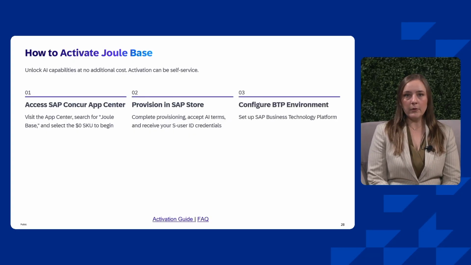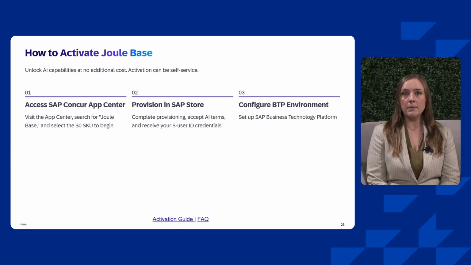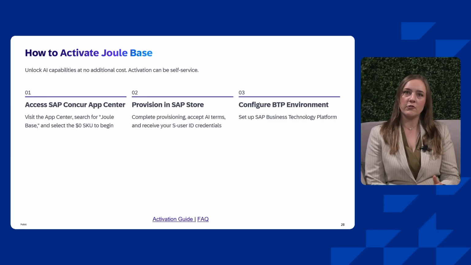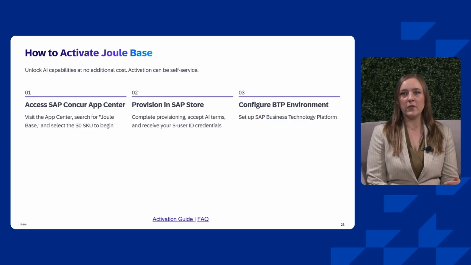Then step number 3 is to configure the BTP environment. BTP is Business Technology Platform, and that is the technological foundation that Joule is built on. So if you already have a BTP account, you would link it, or otherwise you will be creating a BTP account at this point.